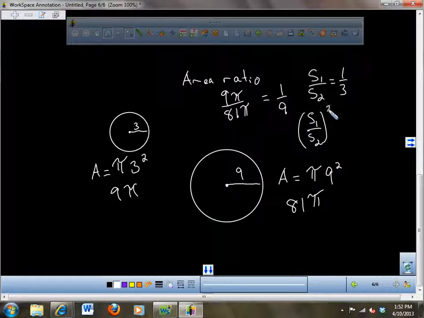Okay? So that's a conjecture that you have on your conjecture sheet. Equals area 1 to area 2. We'll go through these in a minute. So all you would really have to do is take 1 over 3 and square it.